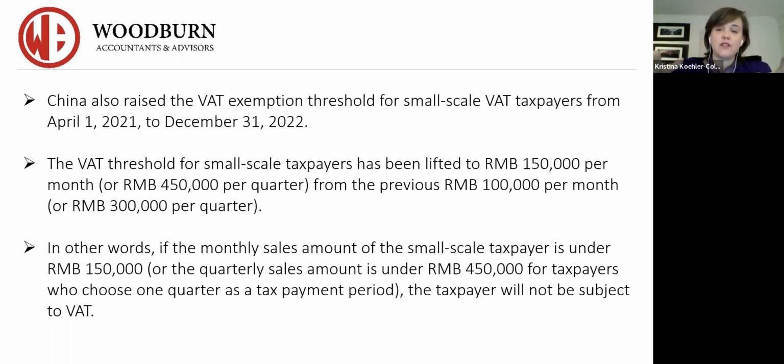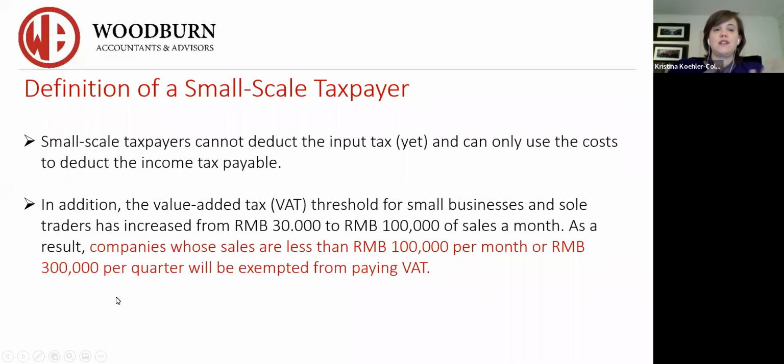Small scale taxpayers declare the VAT on a quarterly basis. They follow basically the profits tax deadlines, and they will then analyze whether they've hit the 450,000 mark in that quarter period to understand whether they will be VAT exempt or not. These are all policies that have been implemented because of COVID. And in theory, what has been written is that they will be revoked as of December 31st, 2022, which means, and I'll go back to the previous slide, we will go back to the old regulation of the mark of 100,000 RMB per month and 300,000 RMB per quarter, where you will then be VAT exempt.